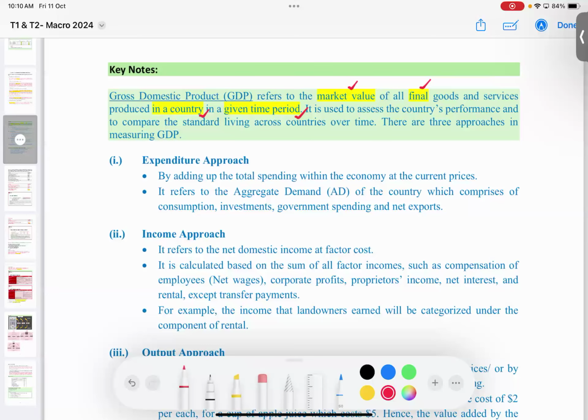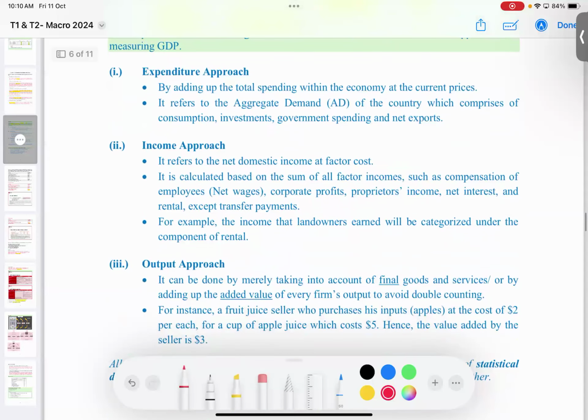Okay, now we had said that there are three ways for us to measure the value of GDP. First one is expenditure approach, income approach, and output approach. Expenditure approach means what? We add up all the total spending in the economy.